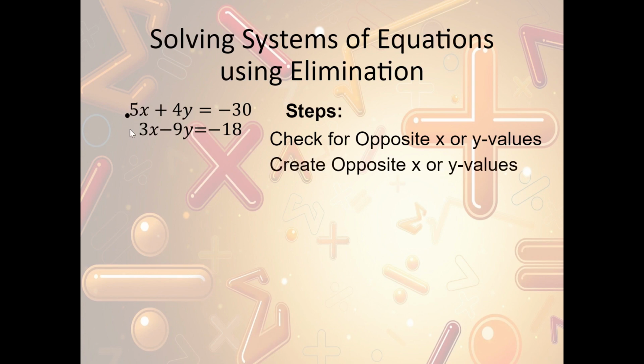Now on all the previous ones, one of the coefficients was a factor of one of the other coefficients. So we were able to just multiply one of the equations. Now what we should notice though is I can't multiply 3 by anything to get 5.